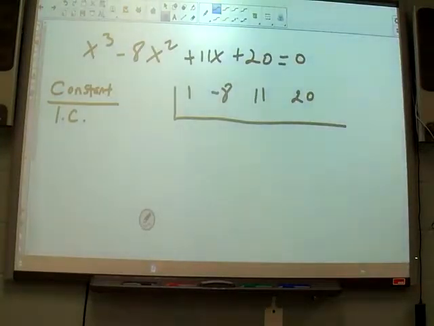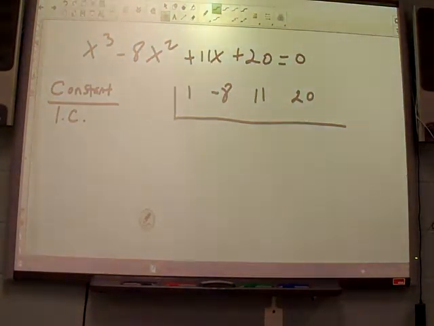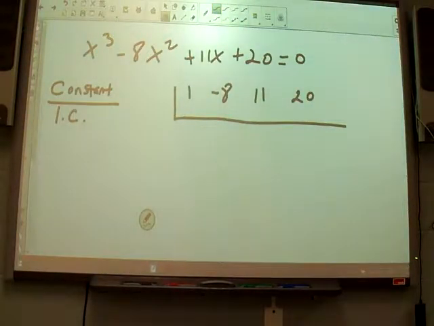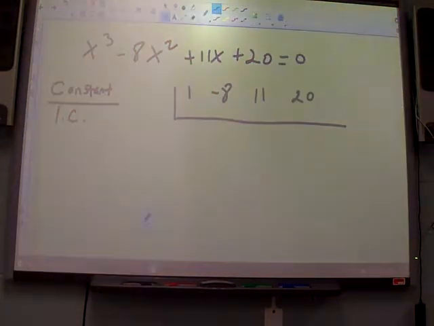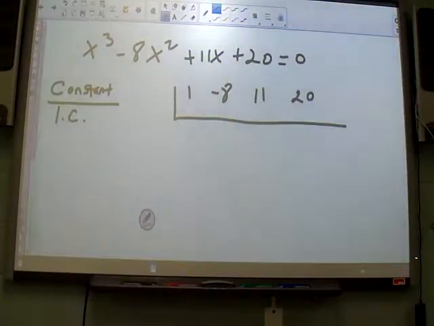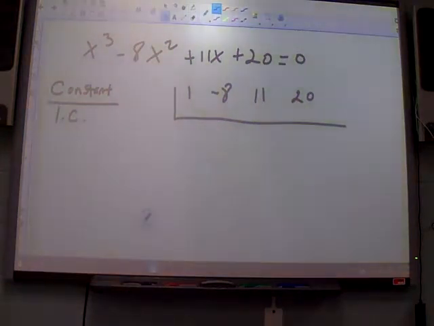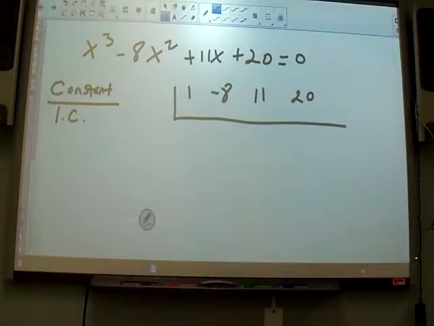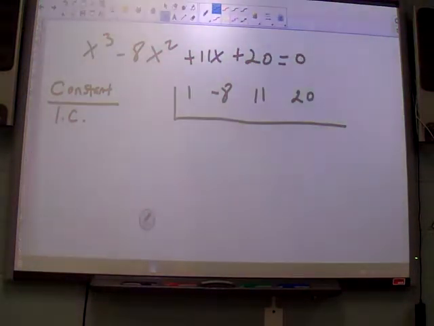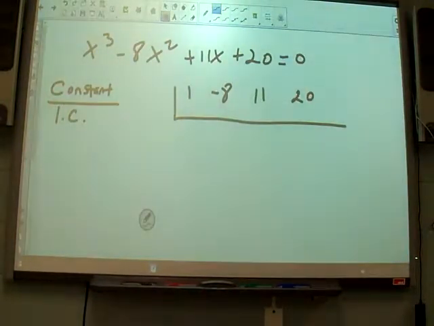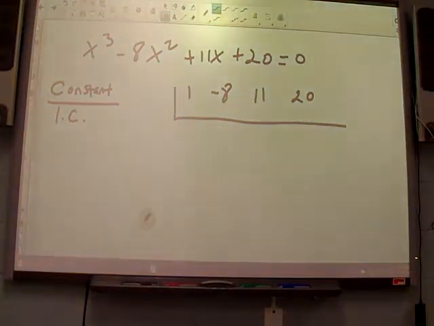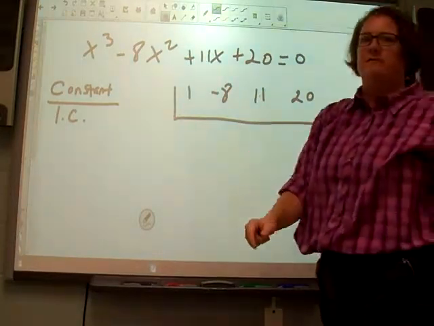How will we know when it works? When the remainder spot is a 0. Remember, it went into it evenly if that remainder was a 0. Luckily you only have 12. If you didn't have that to go by, you'd just be trying random numbers forever. So, constant over leading coefficient, choose from here, and we'll start plugging some in and trying to see if it works.